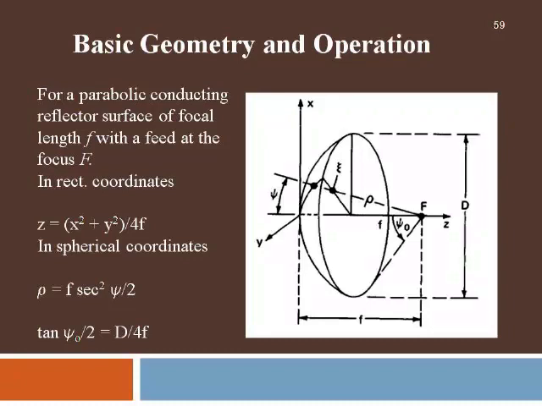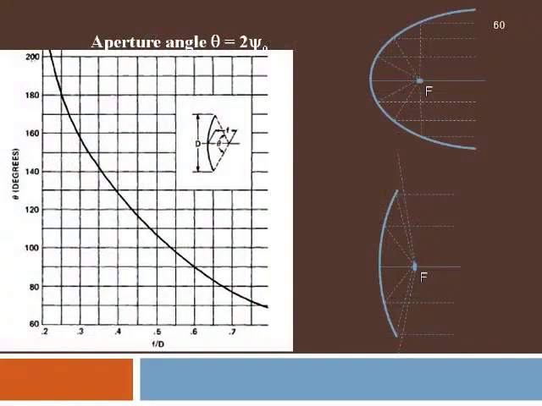For a parabolic conducting reflector surface of focal length f as shown in the diagram, with a feed at the focus, the size and the shape and other parameters can be derived from the basic mathematical equations as shown. And all these things are given through a graph where the f by d ratio is identified for different aperture angles of theta. So f by d ratio is the design parameter in these parabolic reflectors.